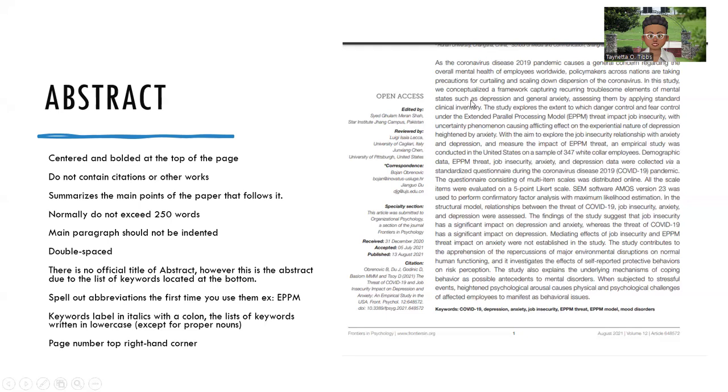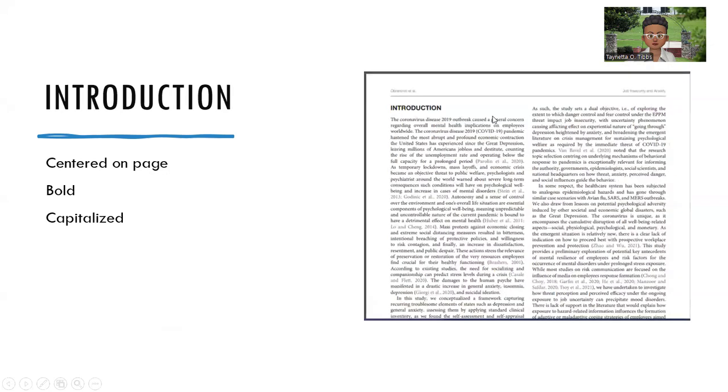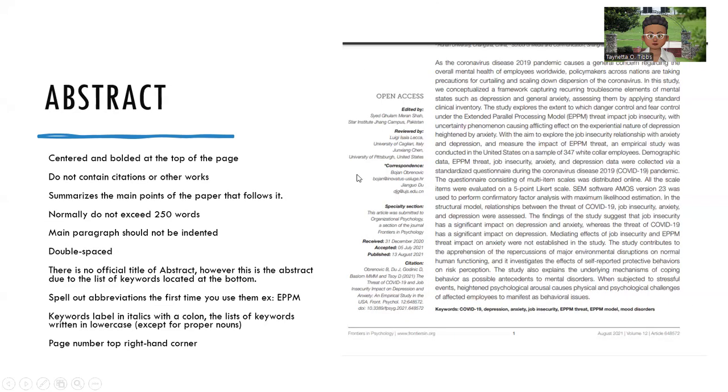If there is a reference to anything that will be abbreviated, you should spell the abbreviated word out in full the first time you use it. They did that here. So this extended parallel processing model will be referred to as EPPM in parentheses. They spelled it out and then put EPPM in parentheses, where they will refer to it as EPPM throughout the remainder of the document.